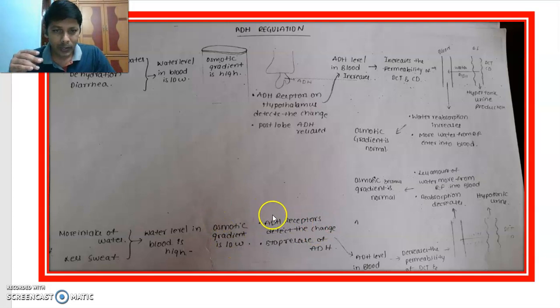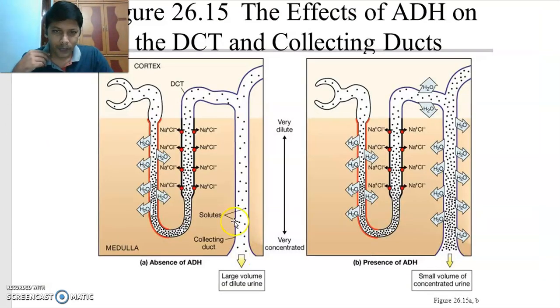Now what happens? The receptors detect the change and stop the release of ADH. Now ADH is not released. There it is released, but here no. Therefore, there the level of ADH in blood increases, and here the level of ADH in the blood falls. Here there is absence of ADH.